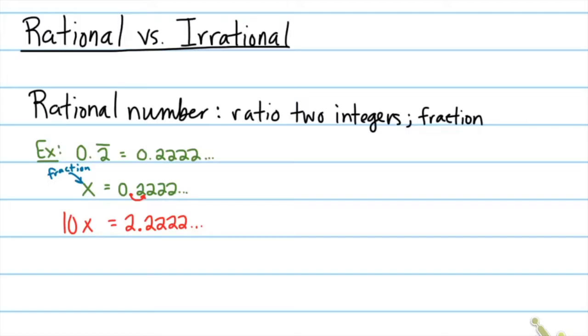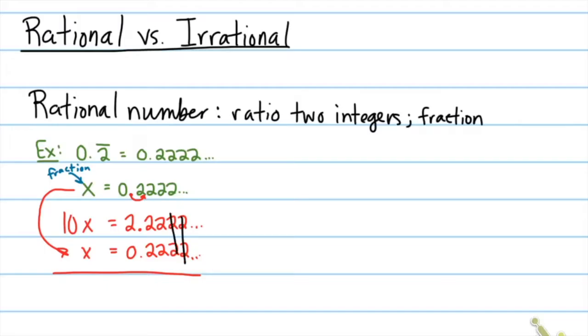Now if I take that x that we started with and bring it back down here, and I line these up, I look at them, I'm like, oh wait, I see something. If I subtract these two lines, if I say 10x equals 2.2222... minus x equals 0.2222... then my decimal expansion eliminates.